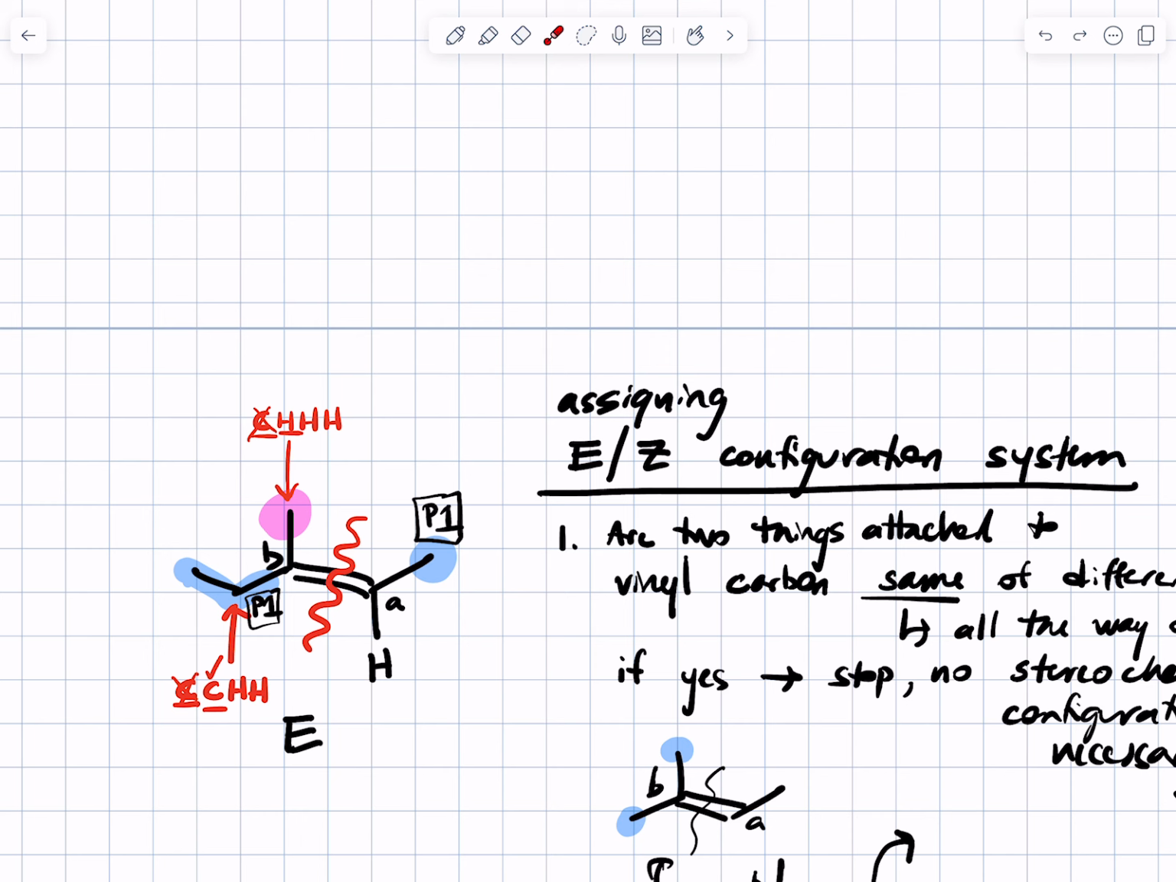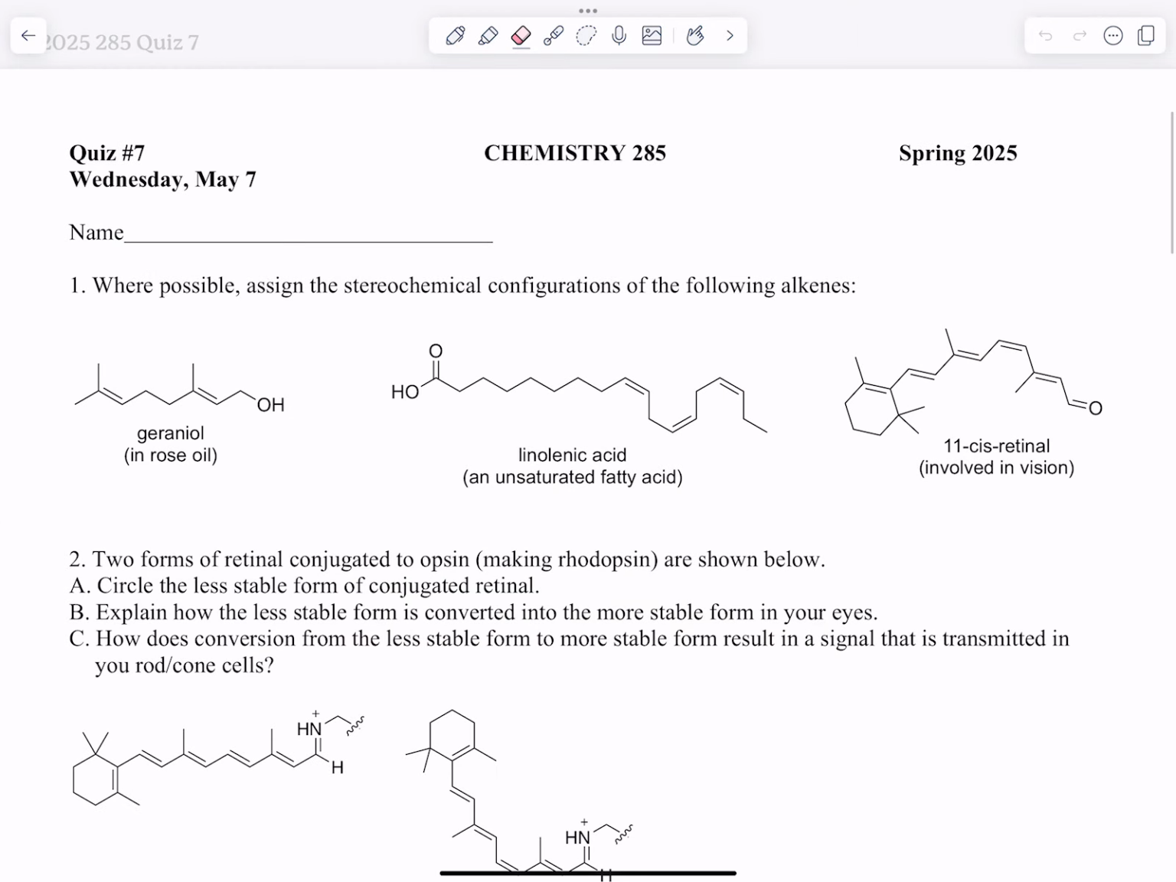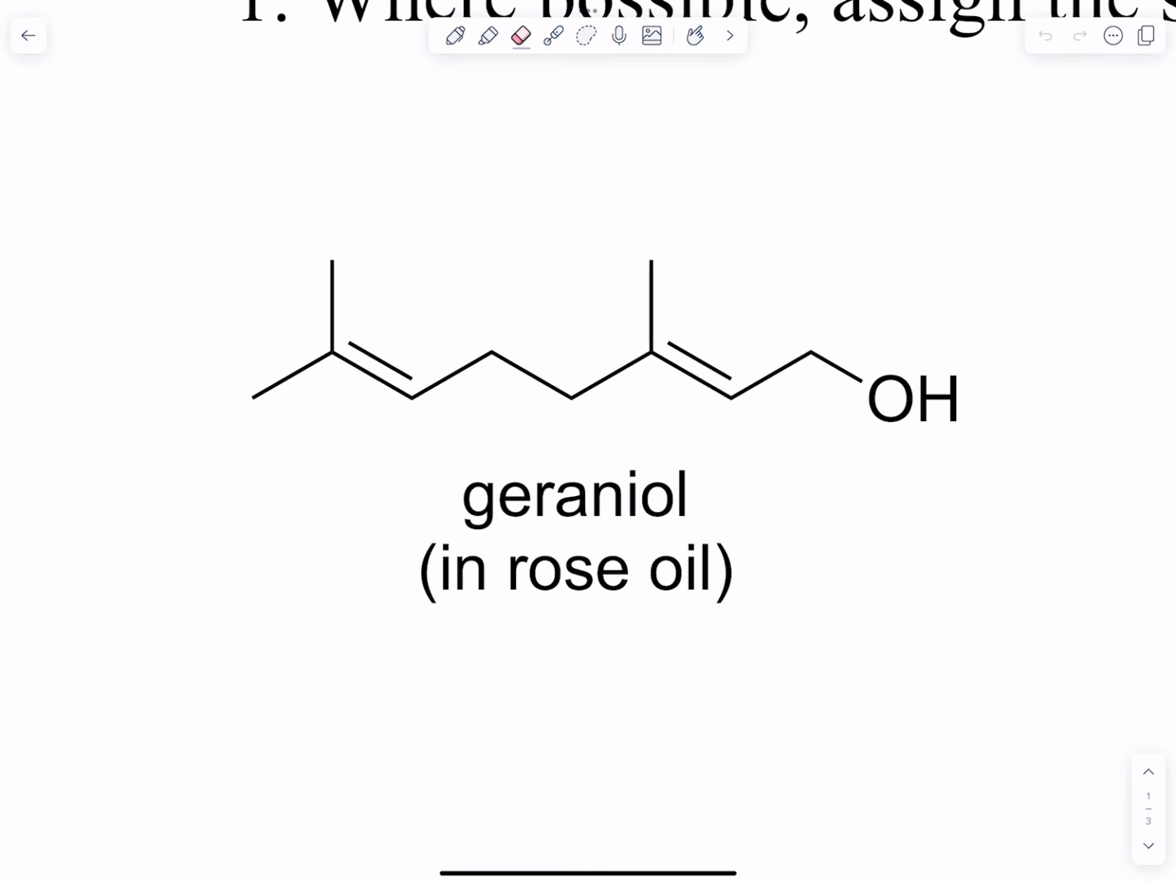All right, the best way to do this is just to practice. So let's look at your quiz where I've given you a ton of these. Let's maybe do a couple of them together and then I'll turn you loose. This first molecule is called geraniol. It's an essential oil from roses. Has kind of a rosy smell.